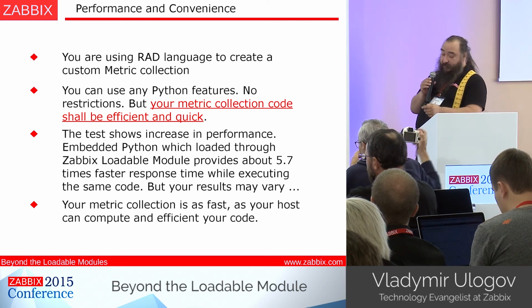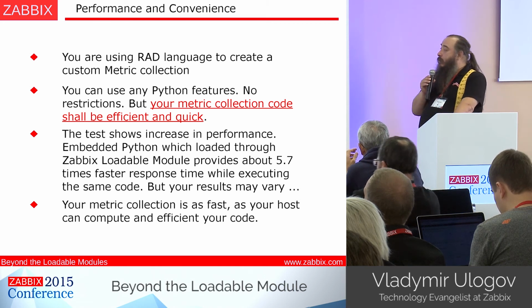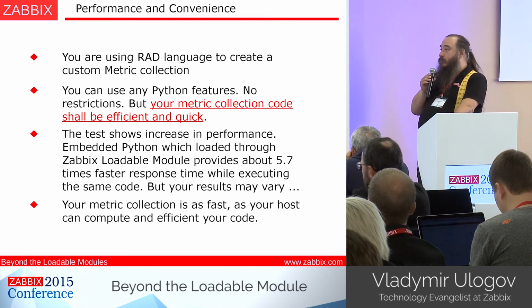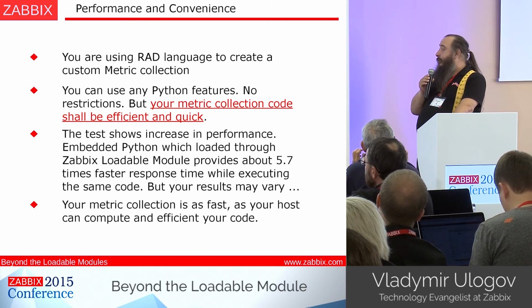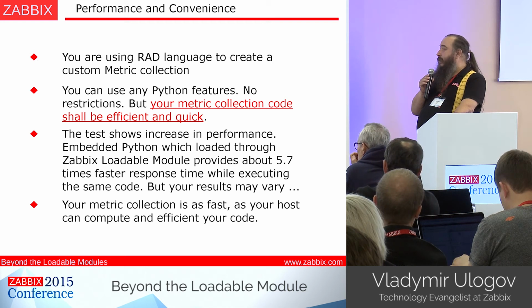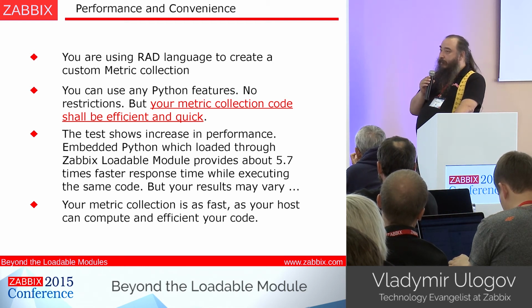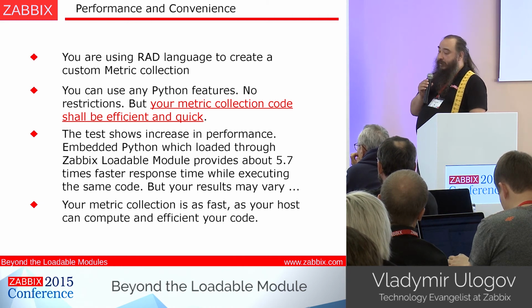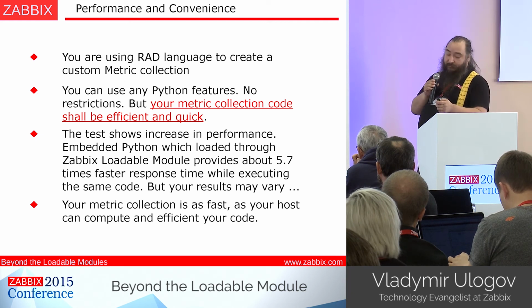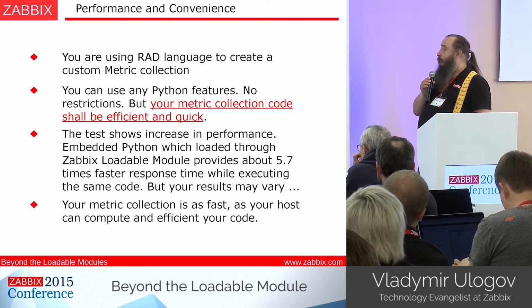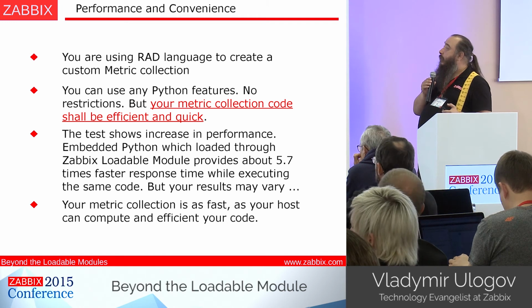And the test shows that if you are embedding the interpreter inside your Zabbix agent, in my example, you gain about 5 to 6 times faster response time when collecting the metrics. And of course, your results may vary, and your metric collection will be as fast as your host can compute and as efficient as your code.